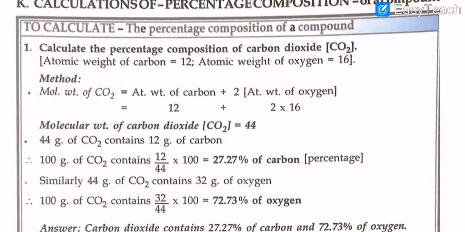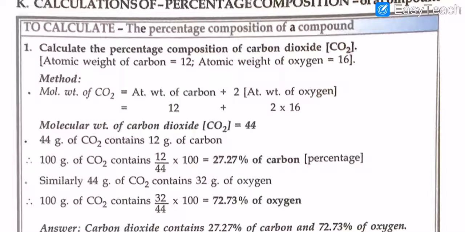So if CO2 is 44, now, if I want to calculate the percentage composition of CO2, that means how much percentage of carbon do I have and how much percentage of oxygen do I have to make this a complete 100% compound. The basic formula: the atomic weight of carbon is 12, divided by the total sum, which is 44.